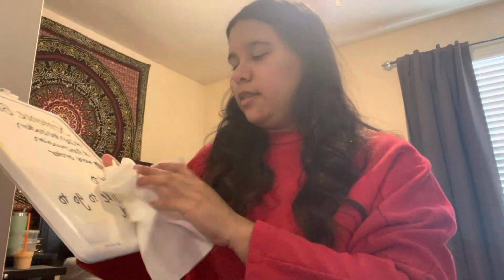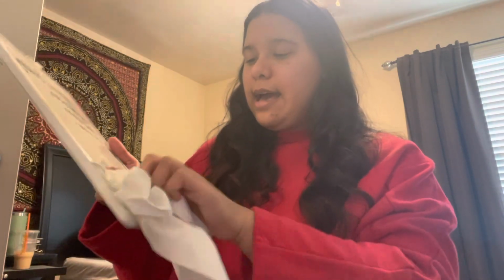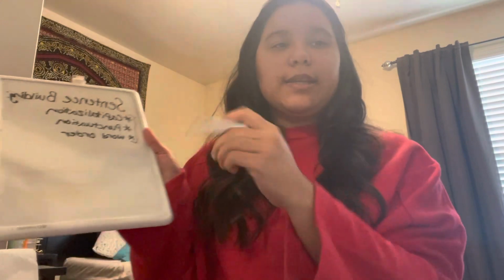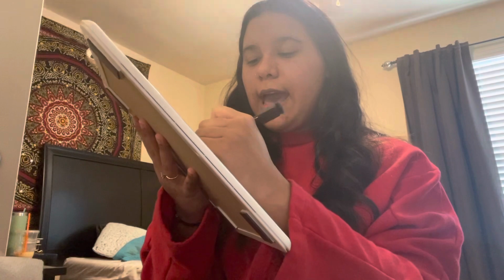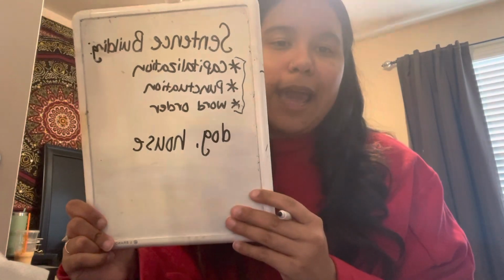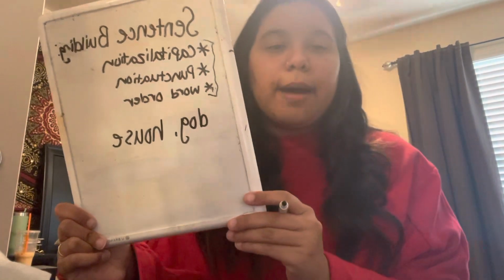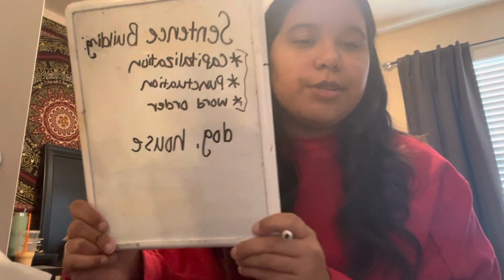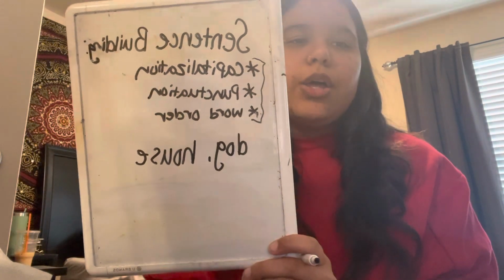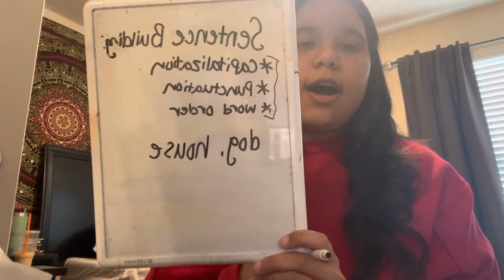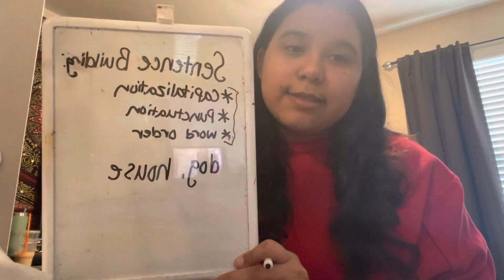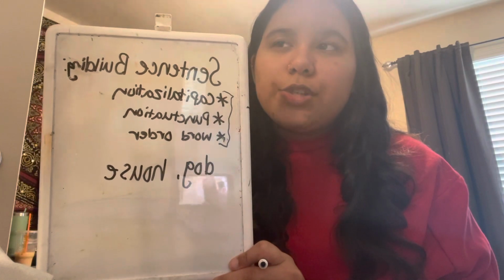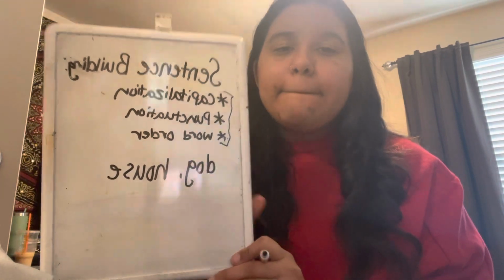Now, let's say that I have the words dog and house. So if I give you the words dog and house, and I ask you to come up with a sentence using those two words, what could we say? Let's think. So dog and house. So I know that a dog is usually at someone's house. So I could say something like that.